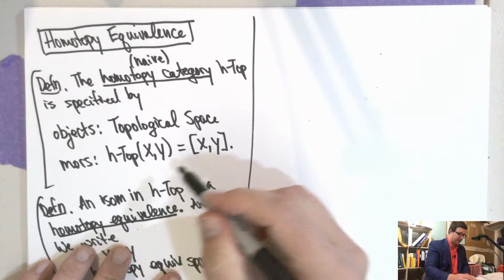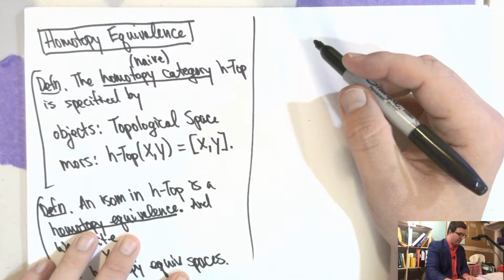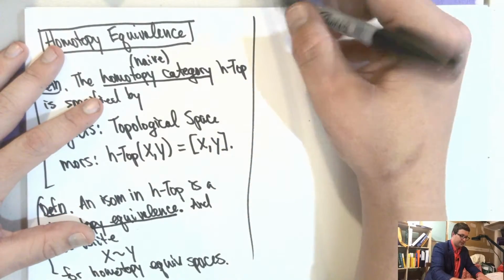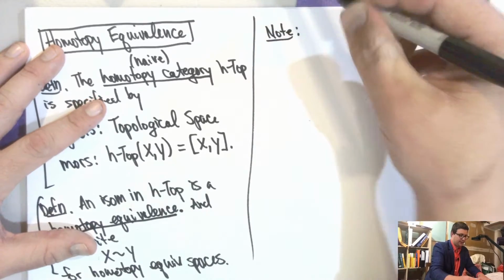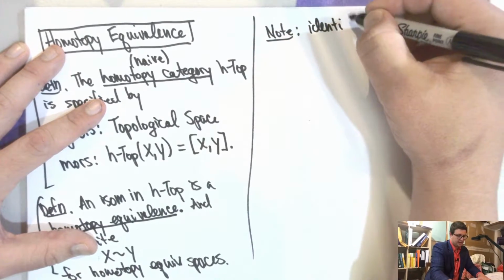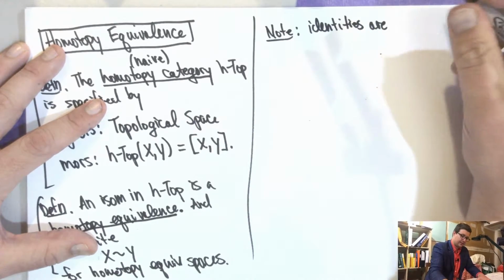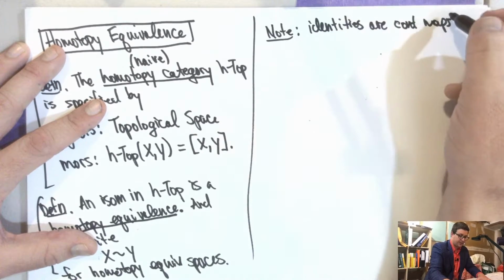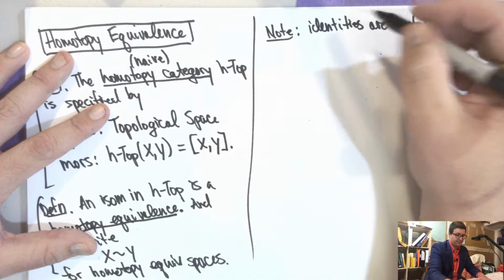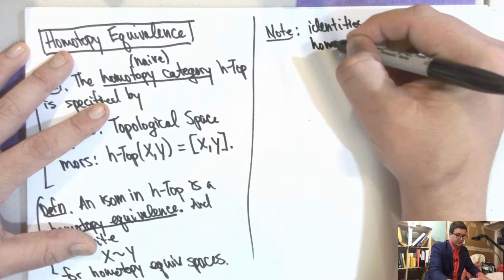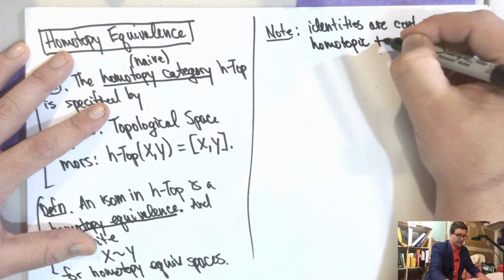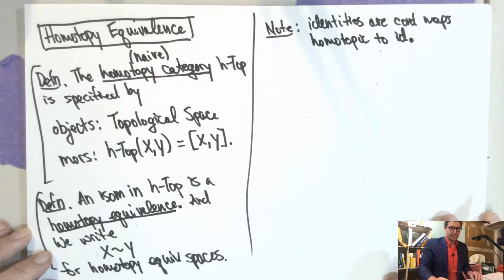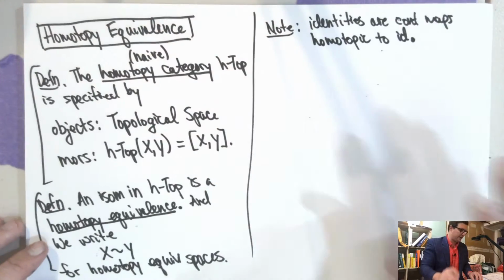All right. So what's the identity? An important point is: what do identities look like in this category? So note, identities in the homotopy category are continuous maps homotopic to the identity. So you just don't need something to be the identity on the nose. You just need it to be the identity up to homotopy.